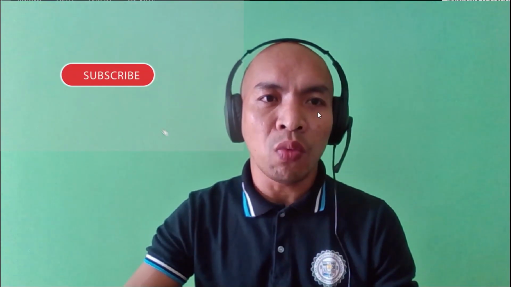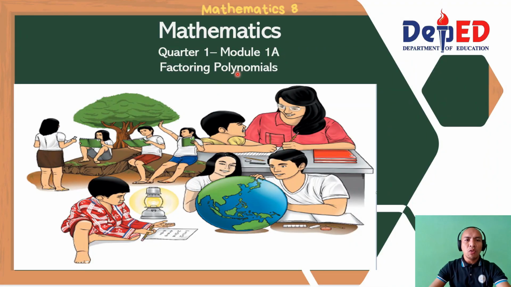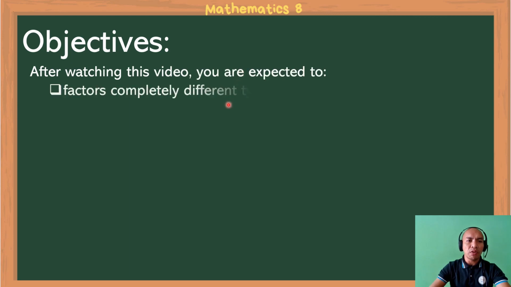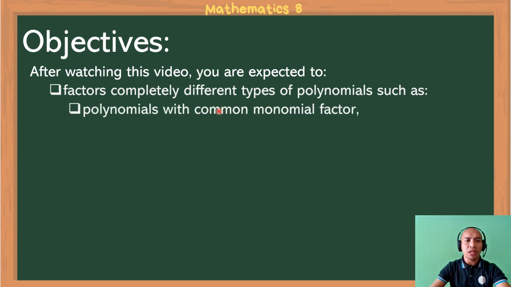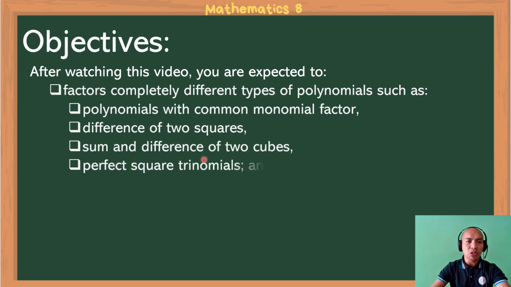In this module, we'll be discussing lessons in week 1, particularly competency number 1. In this video, we'll be discussing the lesson in module 1, which is factoring of polynomials. These are the objectives. After watching this video, you are expected to factor completely different types of polynomials, such as polynomials with common monomial factor, difference of two squares, sum and difference of two cubes, perfect square trinomials, and general trinomials.